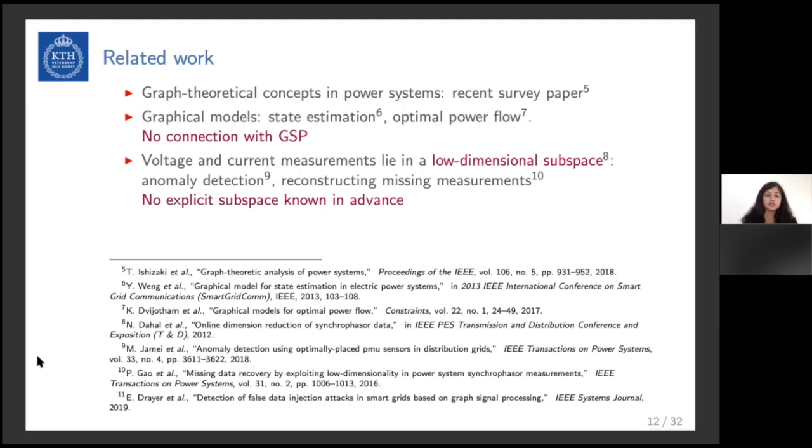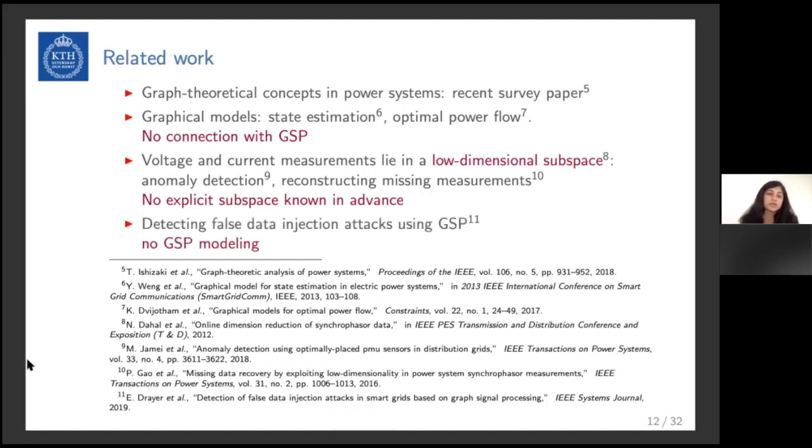And there is another important part here, which is the empirical evidence that voltage and current measurements lie in a low dimensional subspace in the electrical grid. This observation has been used for anomaly detection and reconstructing missing measurements, etc. But the problem here is there is no explicit subspace known in advance, but we show that it's able to characterize this low dimensional subspace, and it is very much related to the GSP graph Fourier basis.